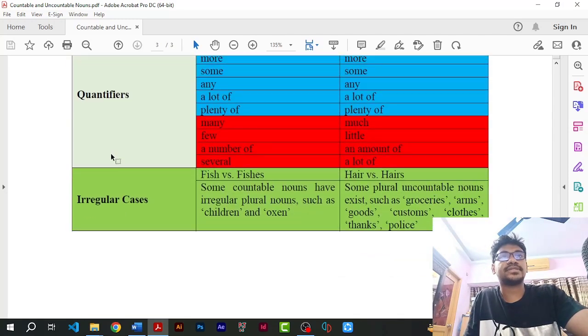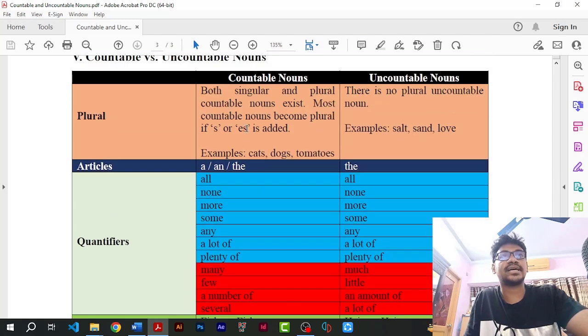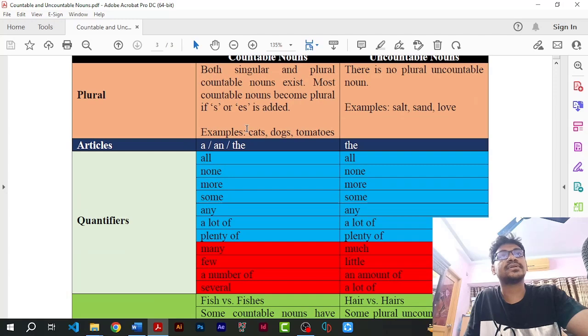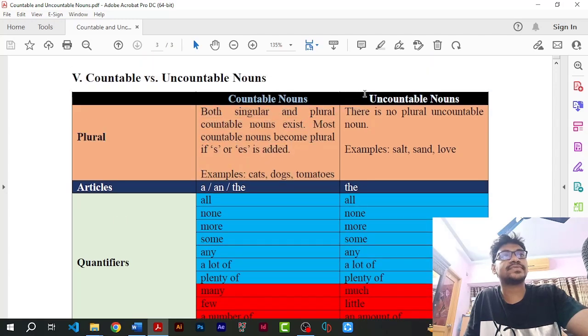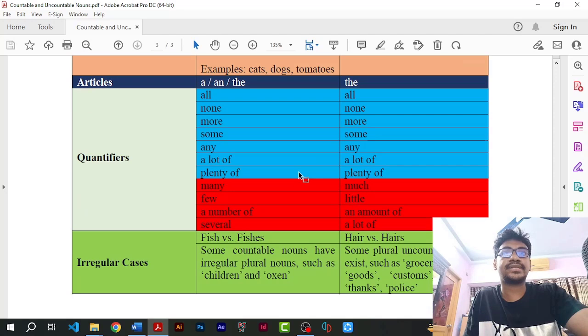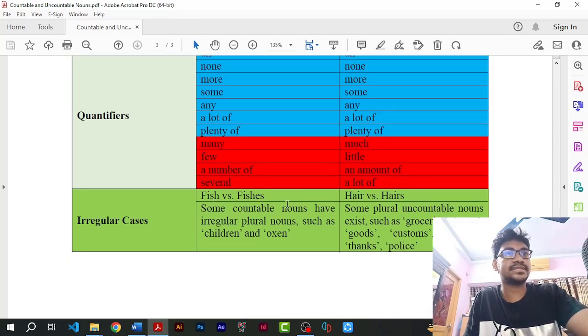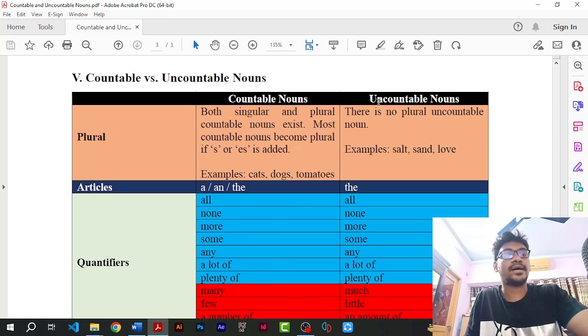So in the final part of this lecture, you can see that I have created a table, so you can see the differences as well as the similarities. There are some similarities you can see here. So first, about plural countable nouns. Regarding plural nouns, both singular and plural countable nouns exist. Most countable nouns become plural if s or es is added, such as hats, dogs, tomatoes. However, there are some exceptions like fish and fishes, and hare and hares, right? And children and oxen.